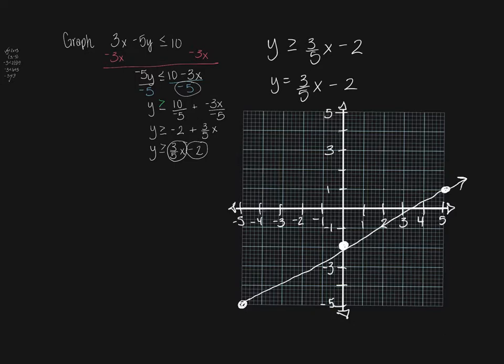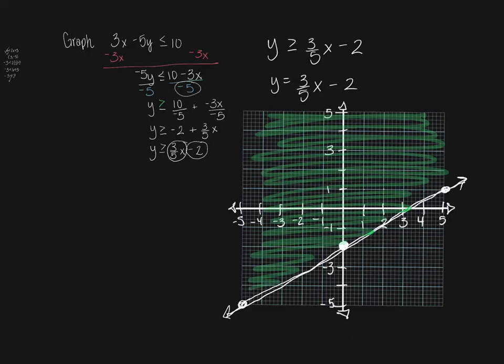Okay, once I've graphed my line, I needed to go back and check. Is it a greater than and equals or just greater than? It's equals. So because it equals, I can leave my line. I don't have to make it dashed. Now I have to shade. And because it's greater than, it means everything above. So you shade in your line.